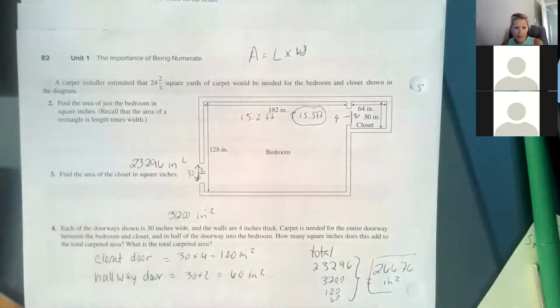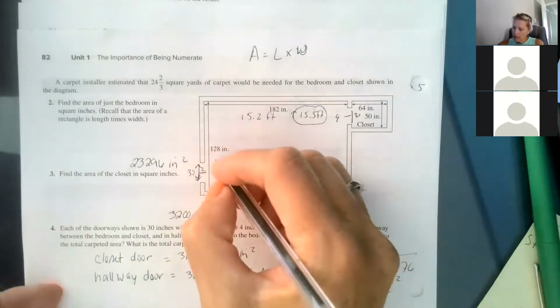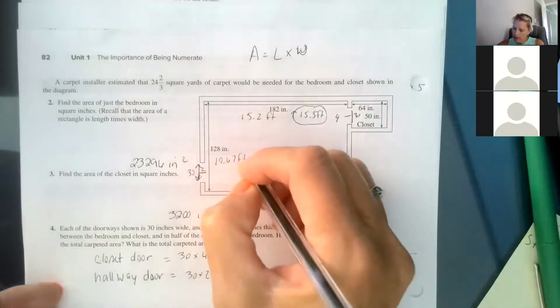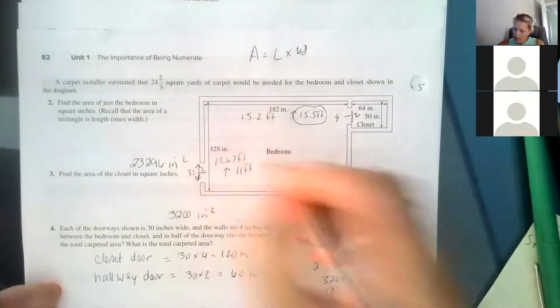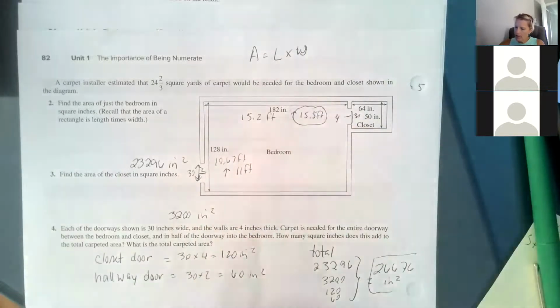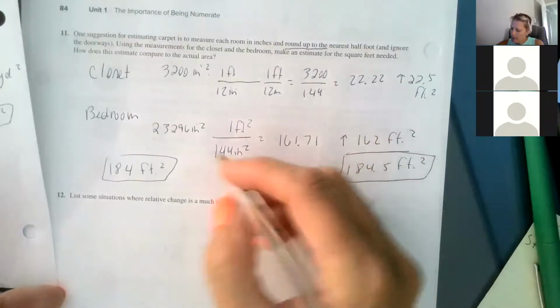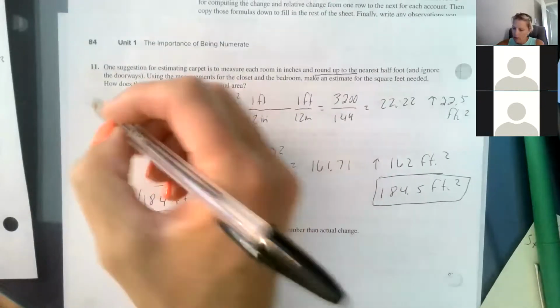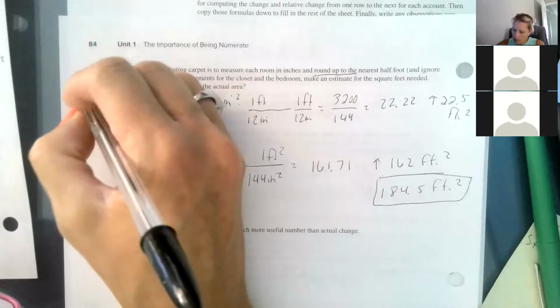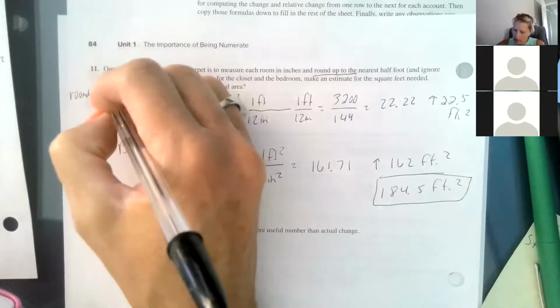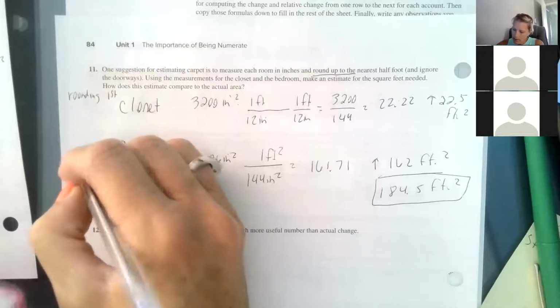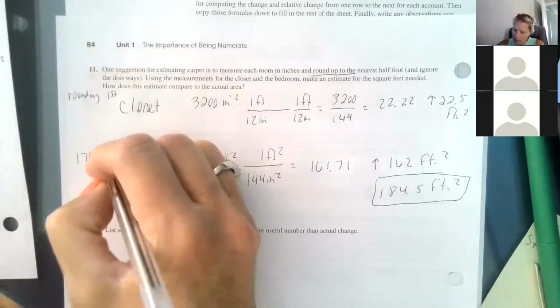I'm sorry. Everybody's voices are sounding the same. So 128 divided by 12. So this one is going to be 10.67 feet, which rounds up to 11 feet, right? So now we have 15.5 times 11. So the bedroom, I'm going to do these over here. Rounding first, the bedroom I get 170.5 square feet.